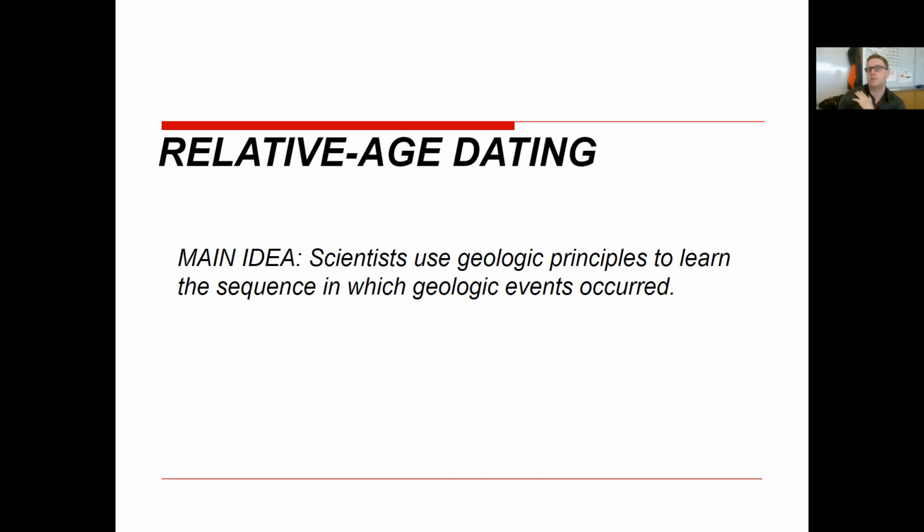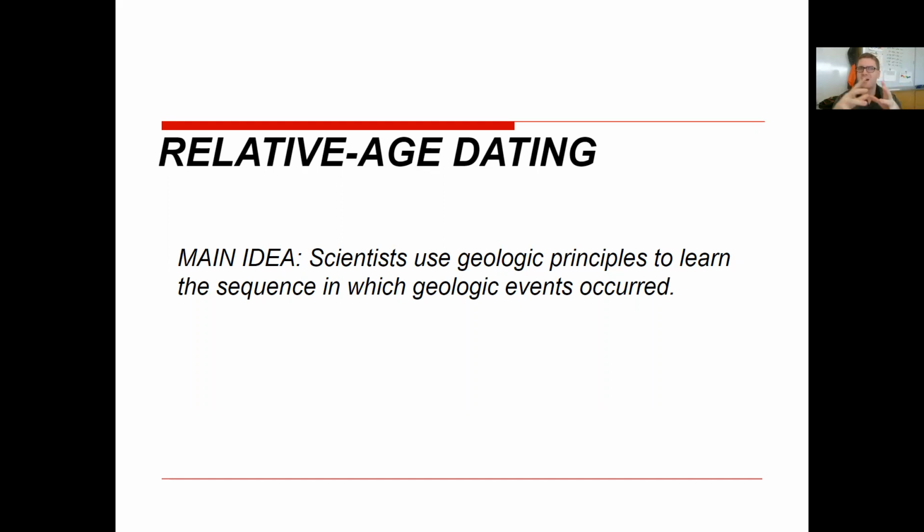In two videos from now, we'll go into much more detail about the specifics of which events occurred in each of those eons. But for now, we'll backburner that and have a little bit of a discussion about how scientists actually understand the sequence that led to those conclusions by looking at rock layers and determining the ages of rock layers relative to each other. And that's what we're getting at with this video, is we're going to talk about relative age dating. This is how scientists use specific geologic principles to learn the sequence in which geologic events have occurred.